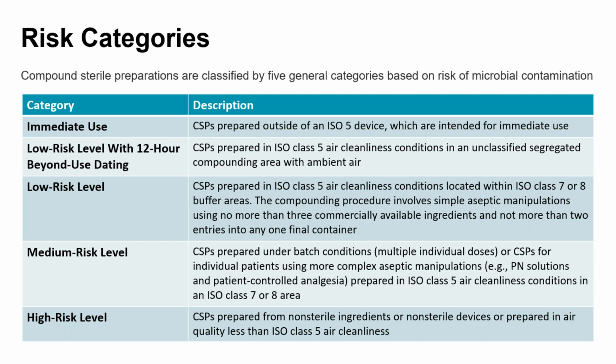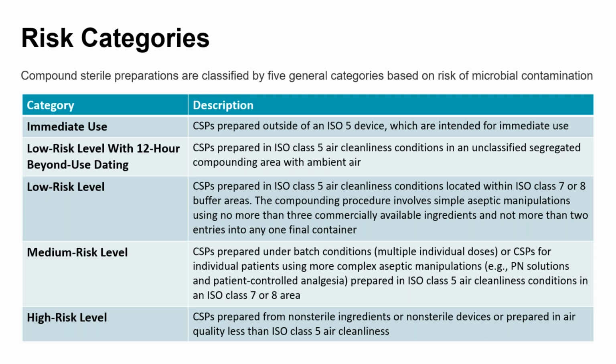Medium risk level: these are prepared under batch conditions, so multiple individual doses for individual patients using more complex aseptic manipulations, and are prepared in ISO Class 5 air cleanliness conditions in an ISO Class 7 or 8 area. And then high risk level: these are prepared from non-sterile ingredients or non-sterile devices, or prepared in air quality less than ISO Class 5 air cleanliness.